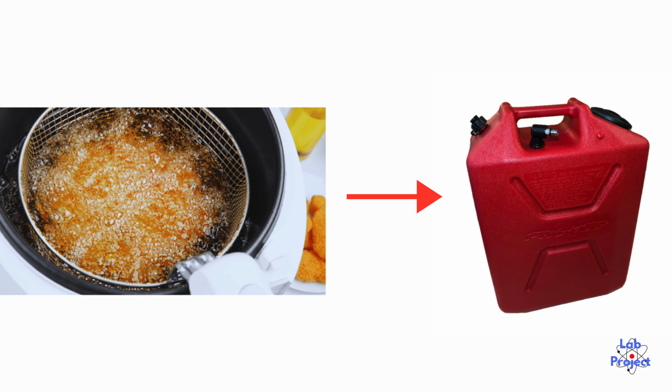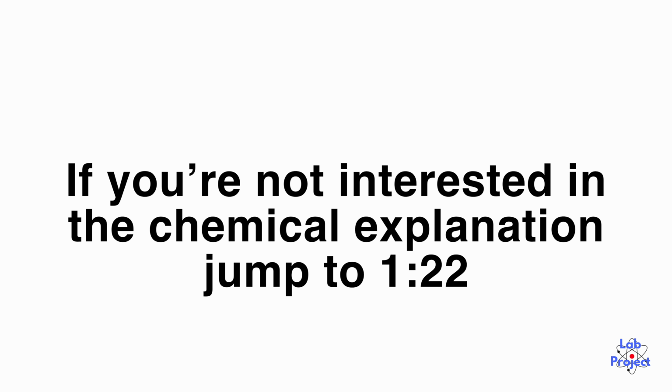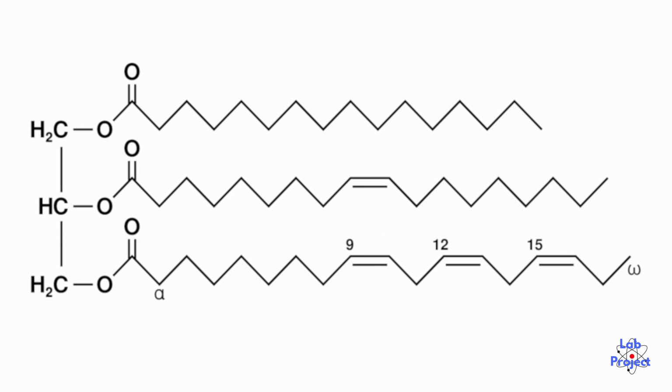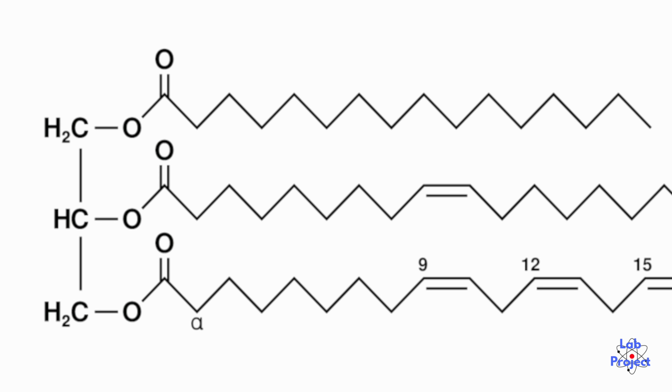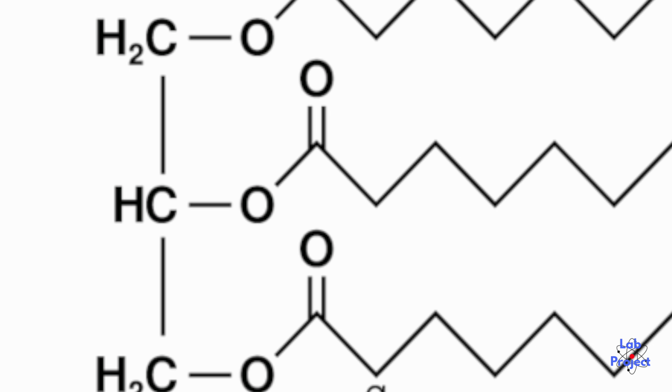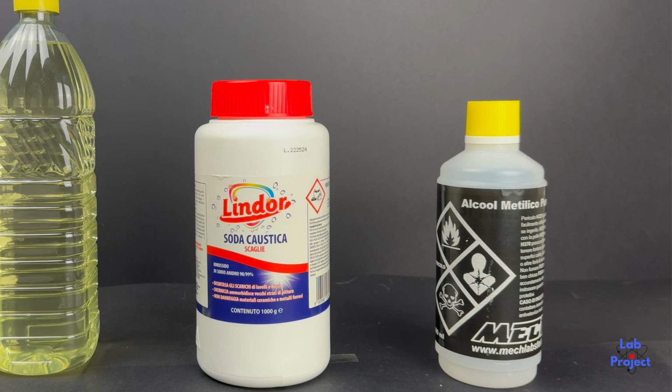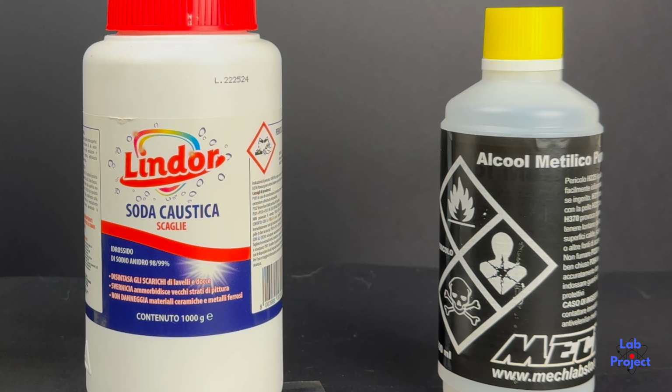In this video, we'll see how to turn simple frying oil into biodiesel, or at least we'll try. The reaction that allows used frying oil to be converted into biodiesel is called transesterification. Vegetable oil is mainly composed of triglycerides, which are molecules made of one glycerol molecule linked through ester bonds to three fatty acids. These ester bonds are chemically stable, but they can be modified if they are reacted with an alcohol in the presence of a basic catalyst.